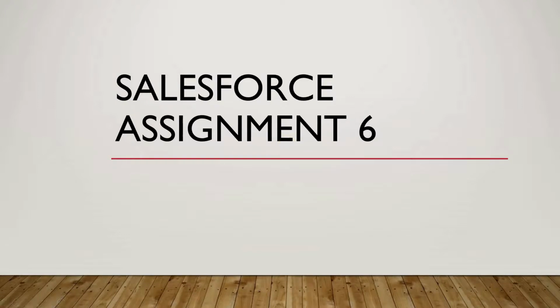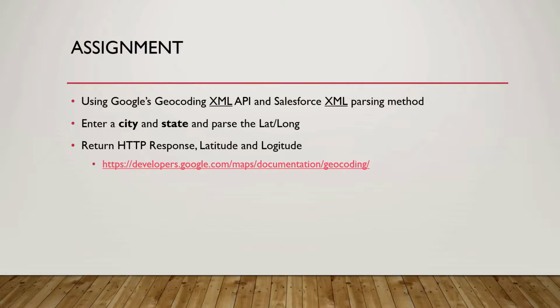Alright guys, so this is Salesforce Assignment 6. What we're going to be doing in this assignment is using the Google Geocoding XML API and Salesforce XML parsing methods in order to have an HTTP response as well as a latitude and a longitude returned based on the city and the state that the user passes in.